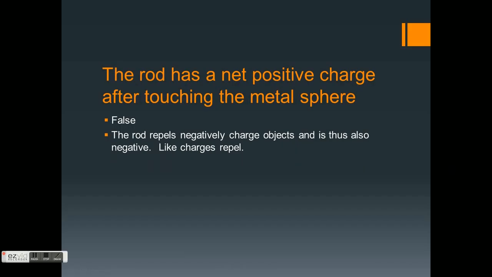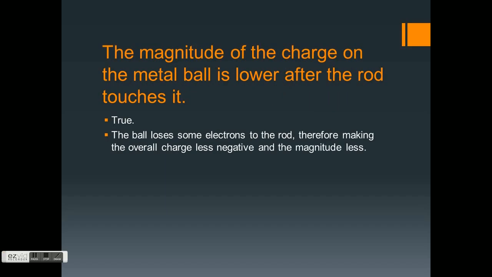The second: the rod has a net positive charge after touching the metal sphere. This is false. You see that the rod repels negatively charged objects, and so it's also negative because like charges tend to repel. The magnitude of the charge on the metal ball is lower after the rod touches it. This is true because the ball loses some electrons to the rod.